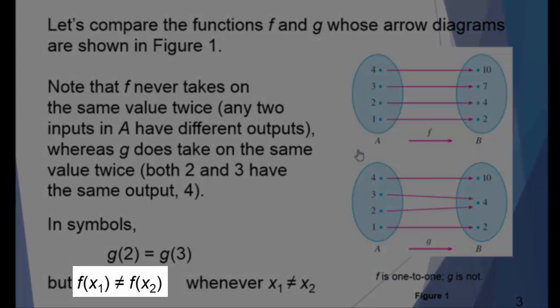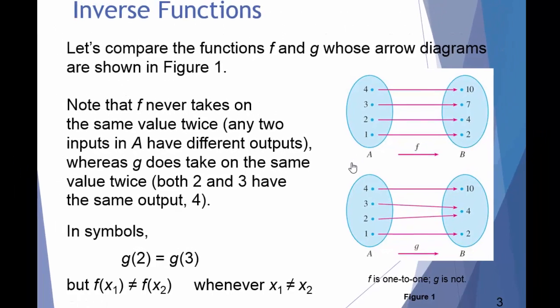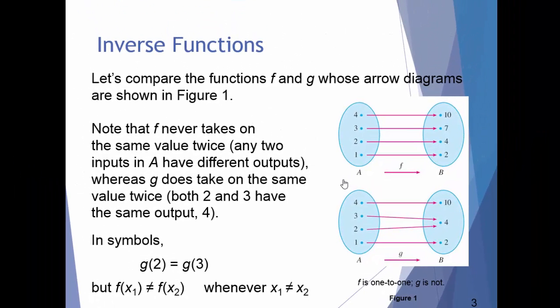when you input any of the inputs, call it x sub 1, into the function f, it will never be equal to the output when you plug in an x value of x sub 2, whenever you're not plugging in that same x value twice. That's how we write it in mathematical symbols. So any function that follows this property, that f of x sub 1 does not equal f of x sub 2 whenever x sub 1 does not equal x sub 2, we refer to as a one-to-one function.